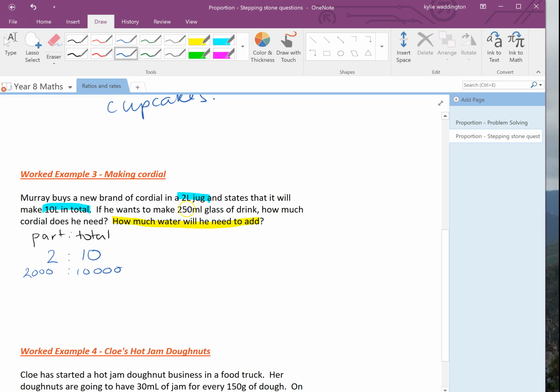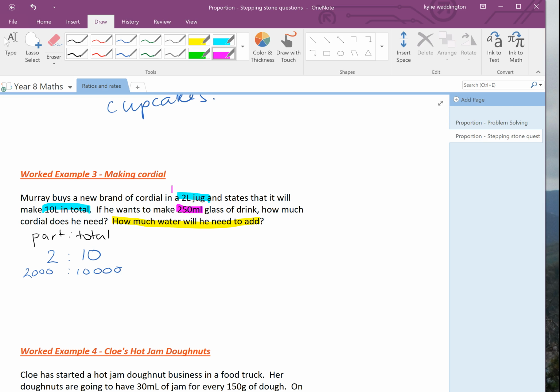We need to work out how many 250 millilitres go into 10 litres. Now another way that we can do this, and you might do it, and it's all perfectly okay because it is actually problem solving, is understanding that 250 is a cup, and in 1 litre there are 4 cups. So if there are 4 cups in each litre, it means we're ending up making 40 250 ml cups. So we can do it a couple of different ways.